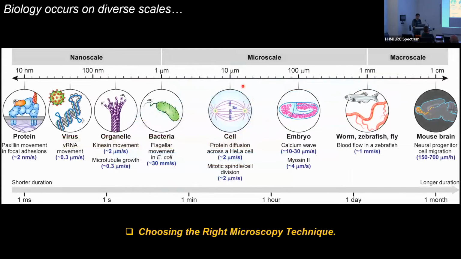So modern fluorescence microscopy has been developed to cover the entire range of these diverse spatial and temporal scales. On the other hand, however, biological phenomena also happen on diverse scales. For example, they could cover the entire range from the nanometer scale to the meter scale, and over time scales ranging from milliseconds to even days. Therefore, for different biological phenomena, it is quite important to choose the right microscopy technique.